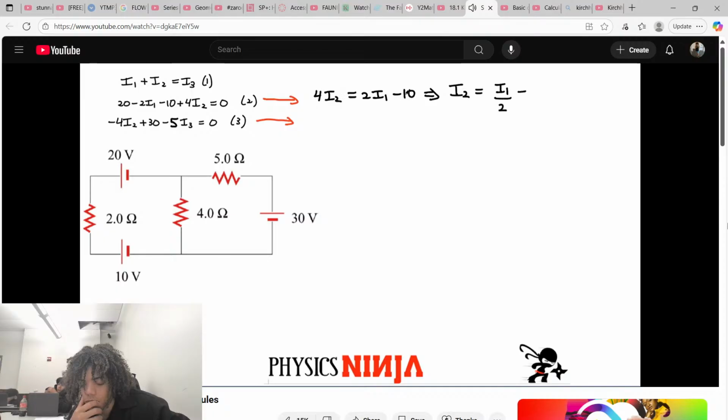Minus, if I simplify that, it's 10 over 4, it's 5 over 2, 2.5. All right, there's an expression now for the current I2 only in terms of I1. Now let's simplify the current I3, doing something similar over here. If I bring the 5I3 to the other side, I get 5I3 equals 30 minus 4 times I2. I wrote 3, meant to say 4.